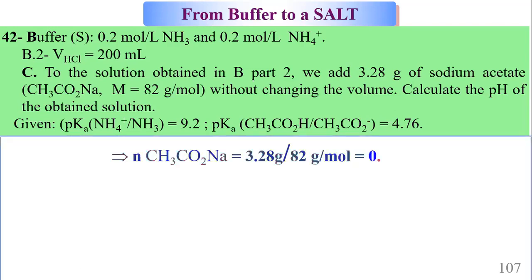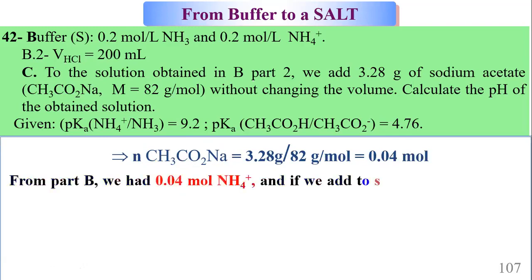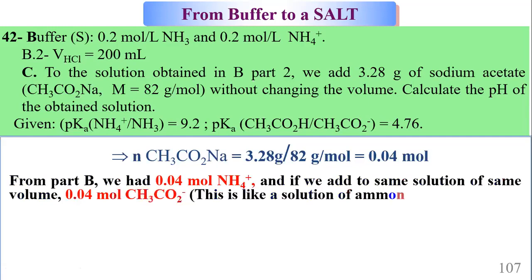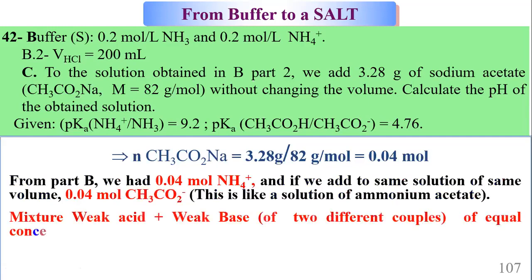Okay. So what are we adding? Sodium acetate, and we're going to calculate the number of moles. They gave us grams, so grams divided by molar mass gives you the number of moles of the sodium acetate added, and of course the number of moles of sodium acetate is the number of moles of the acetate added. From part B we had 0.04 moles of ammonium, and if we add to that same solution 0.04 moles of the acetate, what does that give you? Ammonium 0.04, acetate 0.04. Both of the same concentration.